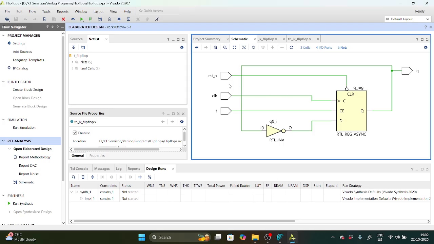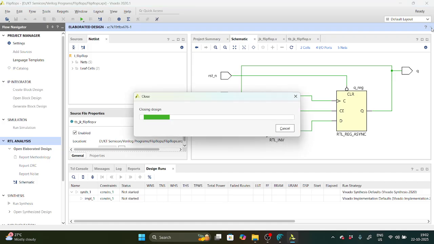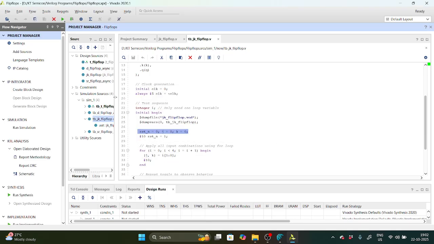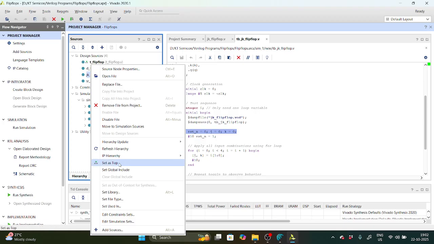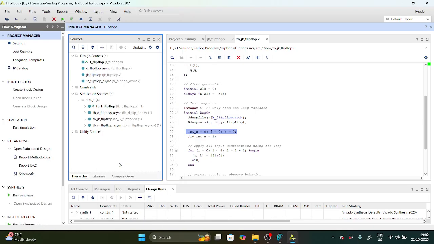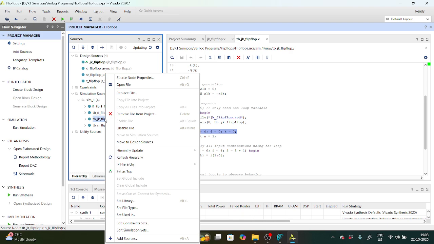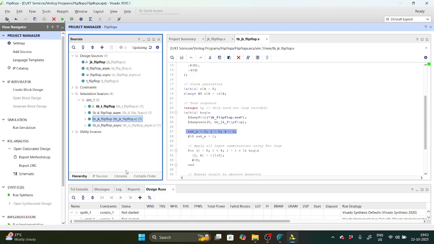Here you see, how many inputs? J and K, I generated for the T flip-flop. Suppose for whichever one you are generating the simulation or elaborate design, you need to right click and set as top. For the JK flip-flop also I am seeing the simulation, so I need to right click and set as top.